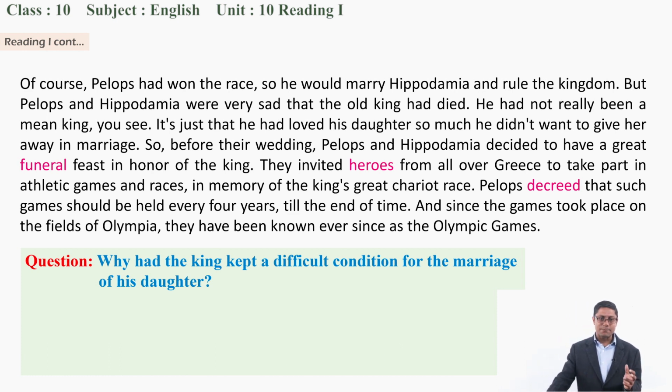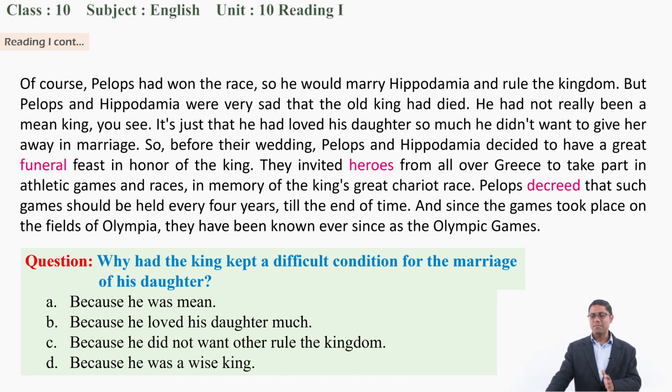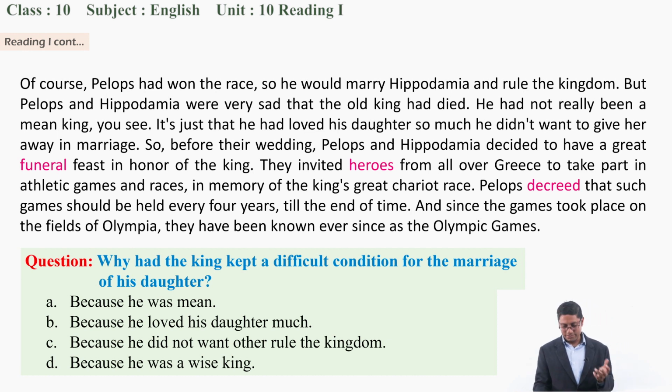Why had the king kept a difficult condition for the marriage of his daughter? What's the reason? Because he was mean? Because he loved his daughter much? Because he did not want to overrule the kingdom, or because he was a wise king? What's the answer? The answer is because he loved his daughter much. Because of his daughter's love, he kept that condition so that the daughter would be with him always.